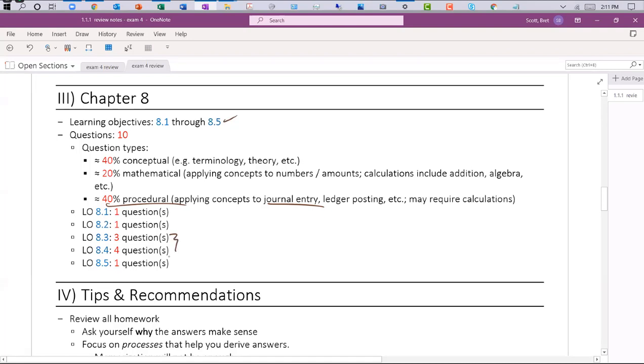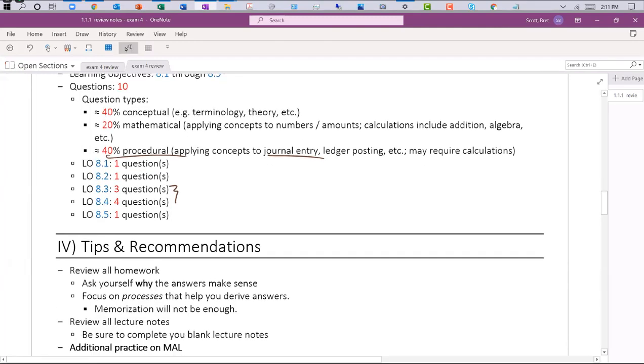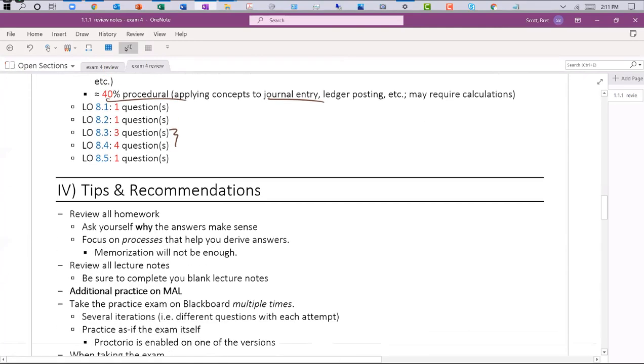Recall that we had to kind of split class up for those two learning objectives. We had to stop halfway through 8.4 and then picked it back up in the other class. So that's definitely a heavy emphasis on this exam, those learning objectives.